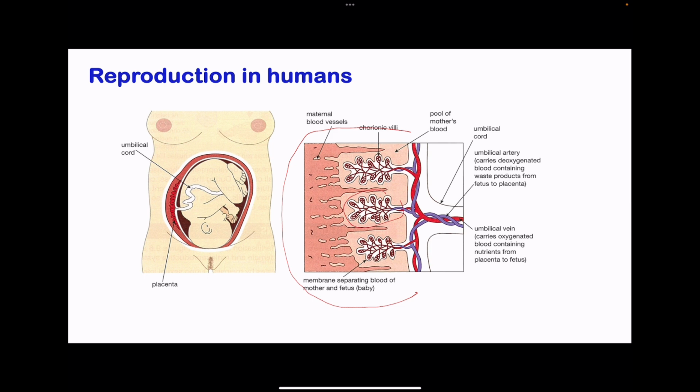We can see these blood vessels connecting the two, so oxygen as well as nutrients are going to leave the blood of the mother towards the fetus, and then carbon dioxide as well as waste like urea is going to leave the fetus towards the mother so that it's taken away and excreted out of the body. We can see there are many villi. This is to increase the surface area so that more absorption of substances occurs.